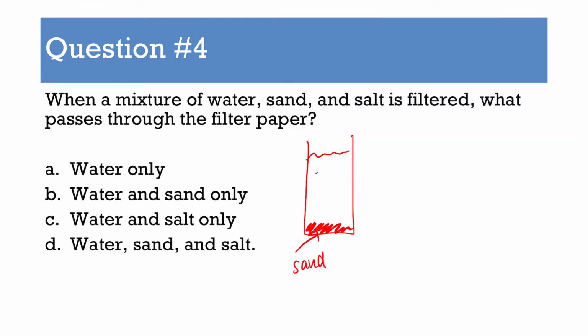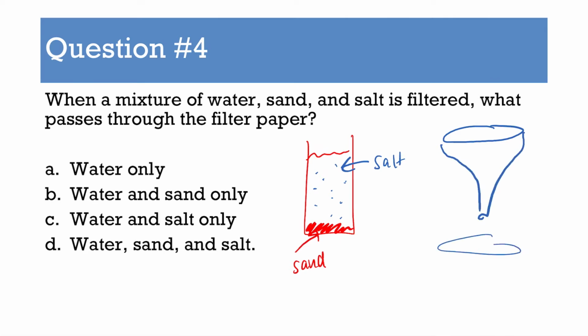And then the salt dissolves in the water. So that is salt. Now, when you pour it through a filter into another beaker, and this goes through, what happens is that all the water passes through and all the salt, because remember, the salt is dissolved in the water. You can't really see it.